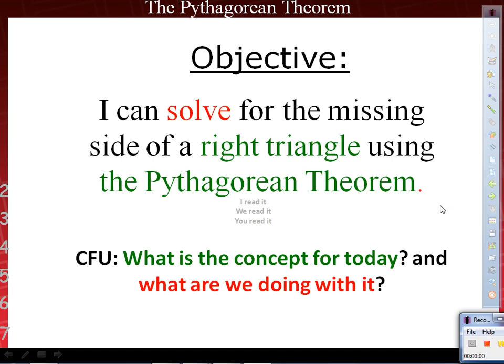Our objective for today: I can solve for the missing side of a right triangle using the Pythagorean Theorem. Let's read together. 1, 2, 3. I can solve for the missing side of a right triangle using the Pythagorean Theorem.